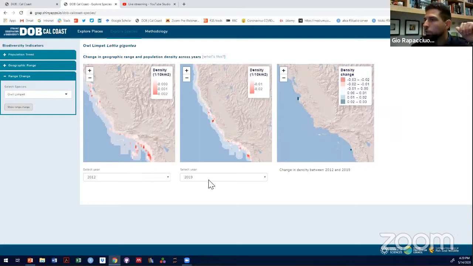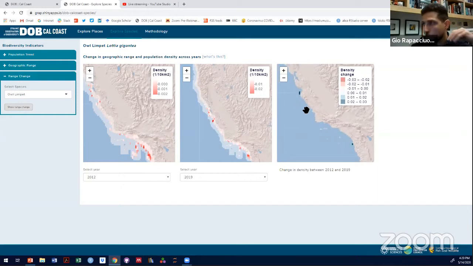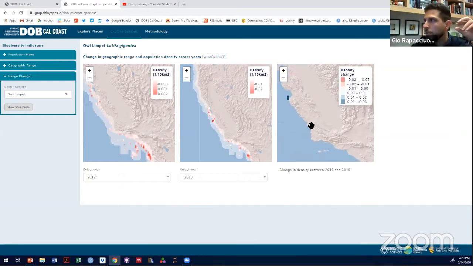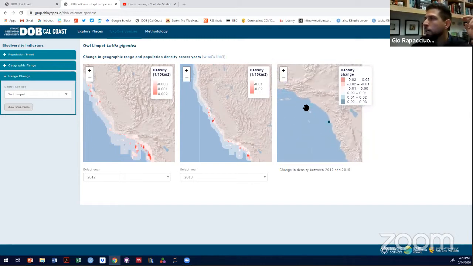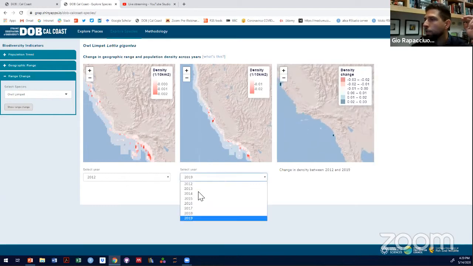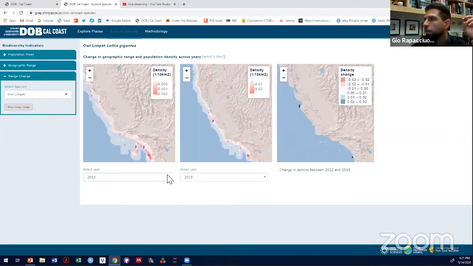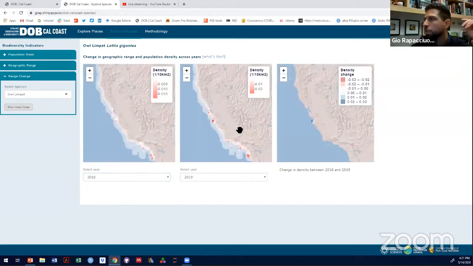So you can see that between 2012 and 2019, there were some estimated increases, and these are substantial increases in the estimated density proportionally. So there are some estimated increases in the density of the owl limpet here in the Monterey Peninsula, the Monterey Bay, and Southern California here. And you can play around with the years here to find out some differences.